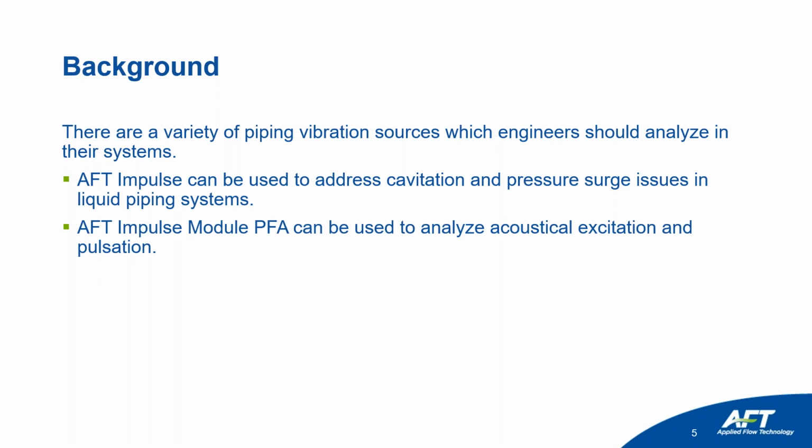Another tool that AFT offers is AFT Impulse Module PFA. AFT Module PFA allows you to do an acoustical analysis to determine the acoustical frequency, natural frequency modes. The idea is to avoid the coincidence of the excitation frequency with the acoustical natural frequency of your pipe. Because if this occurs, it's called resonance. When resonance occurs, the highest displacement due to vibration occurs, and consequently, the probability of failure due to fatigue increases.